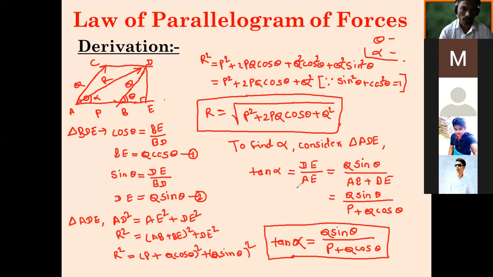We applied tan alpha is equal to Q sin theta upon P plus Q cos theta. So have you noted down these two formulas, R and alpha? Yes, sir. Shall we solve a problem on this?